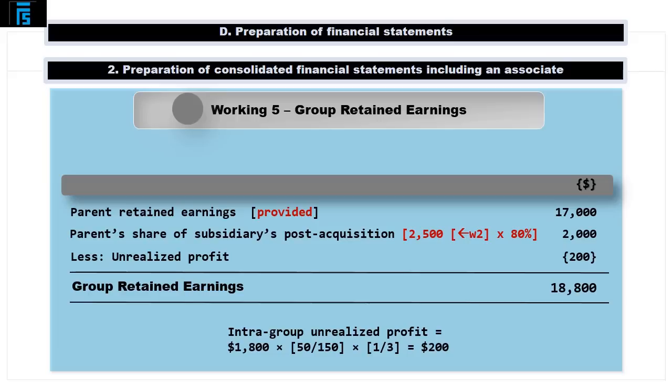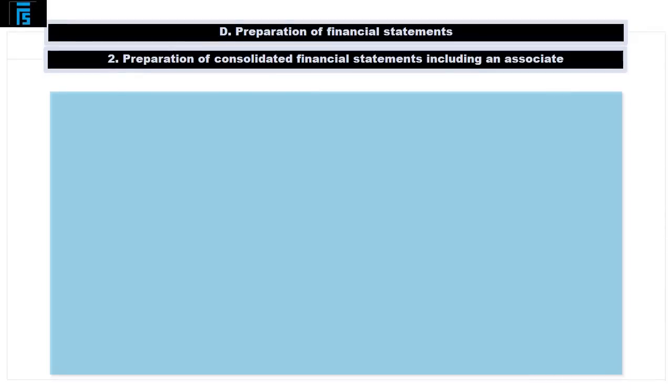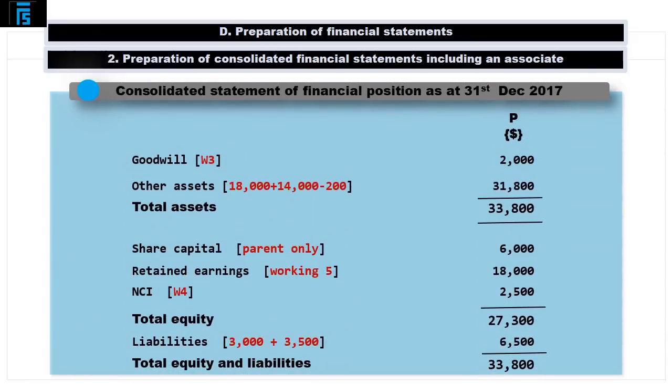Because only 1/3 of the goods are still in inventory, the group retained earnings working includes a deduction for 1/3 of 600, or €200, which brings the consolidation date balance to €18,800. Let us now put all of the pieces together in the consolidated statement of financial position as at the 31st of December 2017. We begin with goodwill, which was computed as €2,000 in working 3.